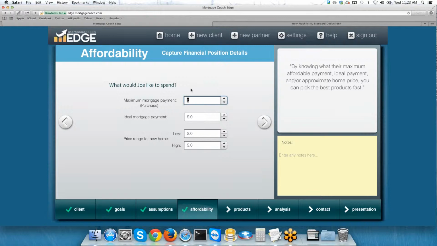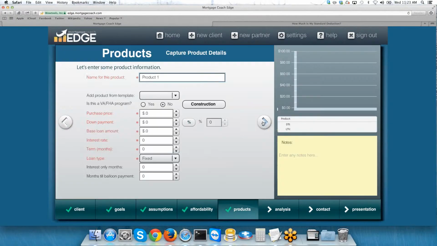Now, the affordability part, second page, I'm going to go ahead and bypass that one in favor of going straight to a new product. And let's show them two different purchase options. And in this case, I'm just going to show them a purchase power report. So this is what kind of power do you have to purchase? How much can you afford?